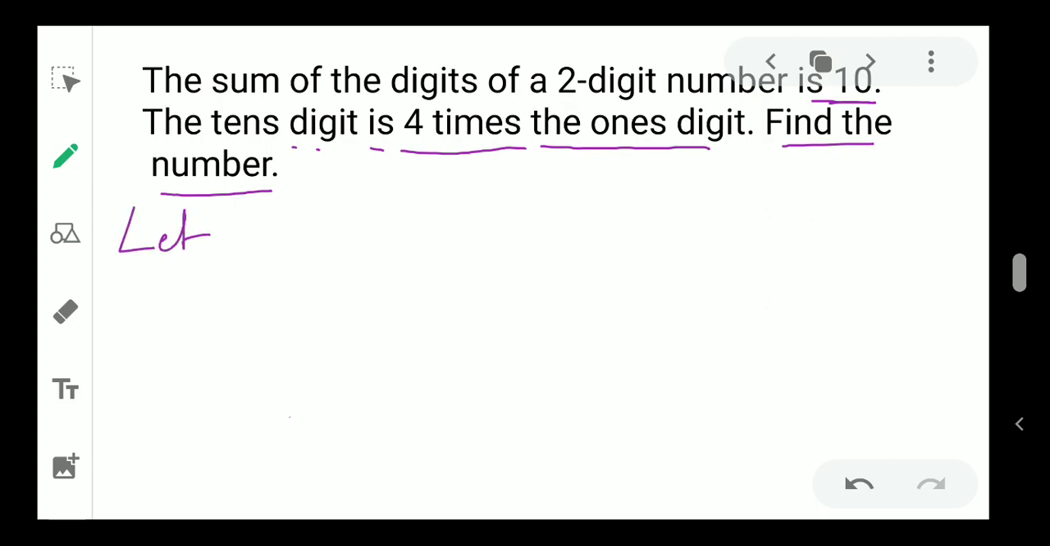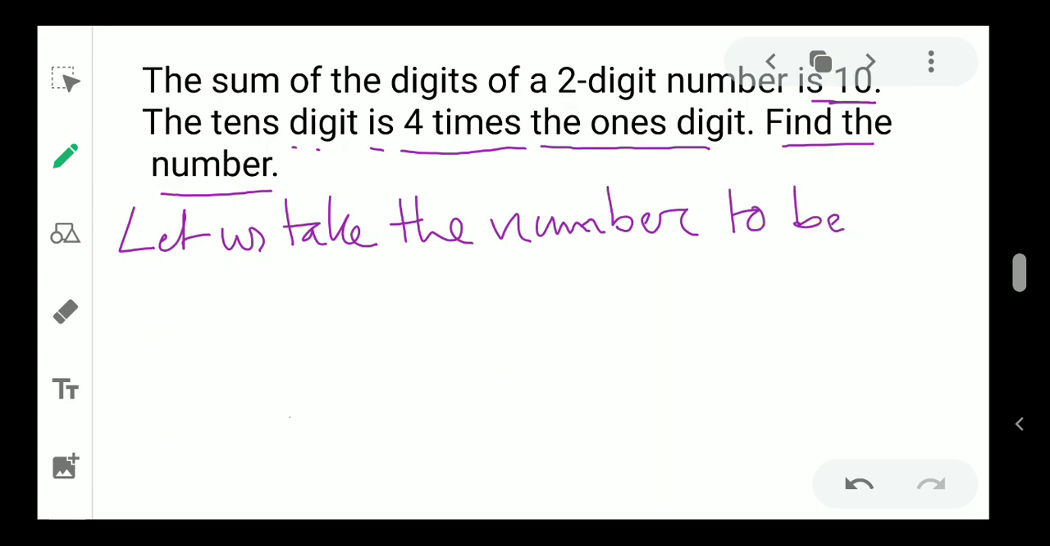So first step, let us take the number to be x. The number we cannot find without finding the digits, right? So we cannot take the number as x, because then how would we split x? That would be ridiculous. To find a two-digit number, we need two digits.